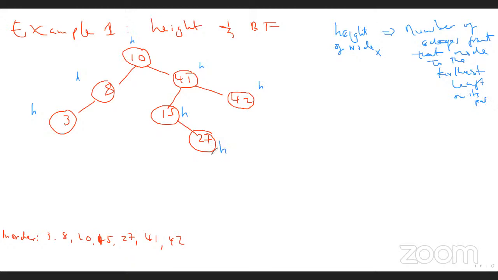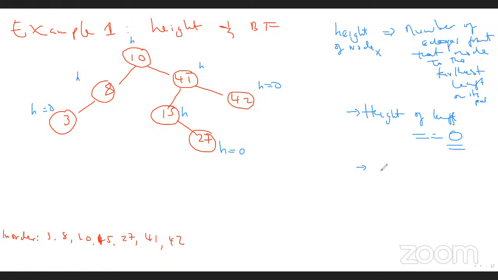So if we look at 27, there are no edges coming from it. So the height of 27 is 0. If you look at 42, there are no edges coming from it, and therefore the height is 0. If you look at 3, there are no edges coming from it, and therefore the height is 0. Moral of the story, you can say height of a leaf is 0. Correct? Height of a leaf is 0. Maybe you could also qualify something else.